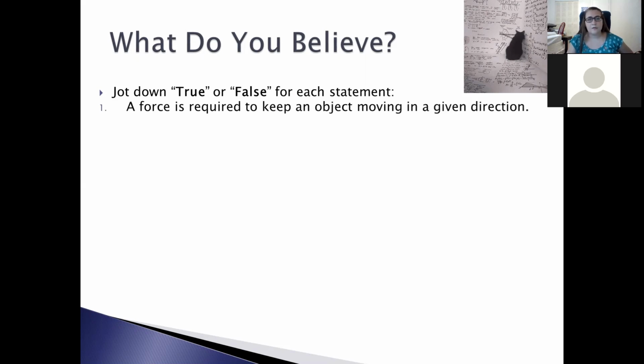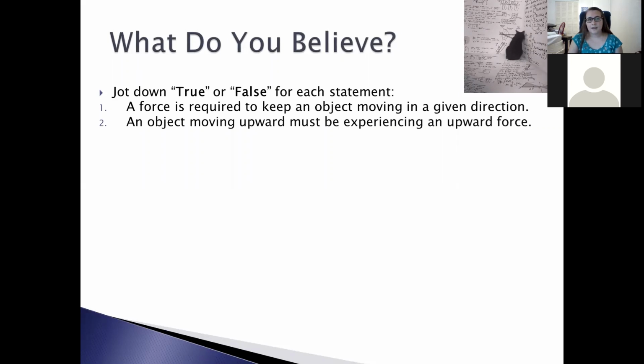Okay, number 1, a force is required to keep an object moving in a given direction. True or false? Don't type it in the chat. Write it down on a piece of paper or something. Number 2, an object moving upward must be experiencing an upward force. True or false?